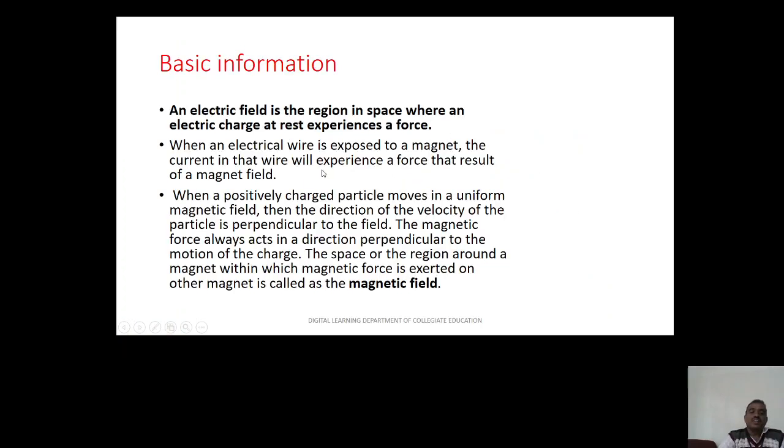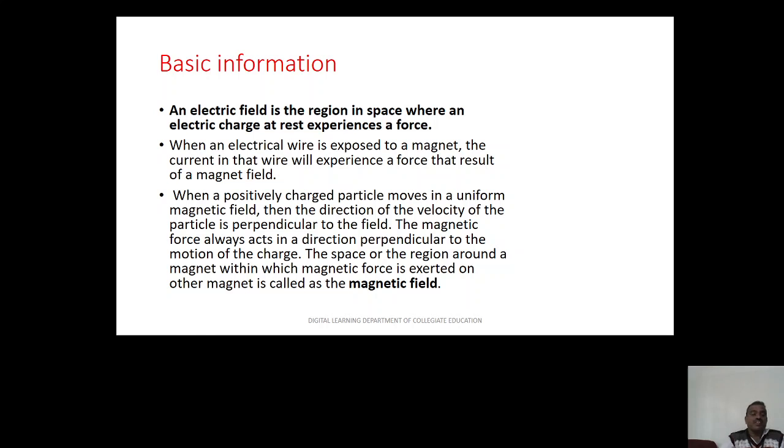The other basic information related to this topic is that an electric field is a region in space where an electric charge at rest experiences a force. That's the basic definition of electric field. When an electrical wire is exposed to a magnet or placed in a magnetic field, the current in that wire will experience a force that results from the magnetic field.